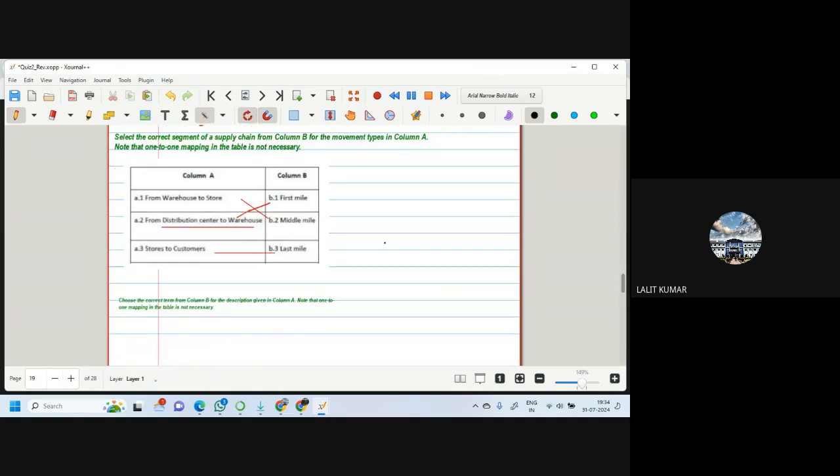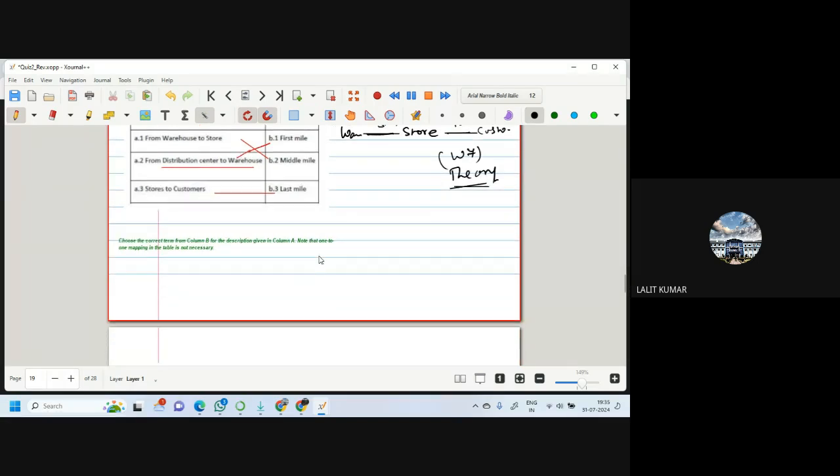This I covered earlier. First mile is distribution center to warehouse. Warehouse to store is second mile. Store to customer is third mile. This is week 7 from theory. In week 7, there are hardly 7-8 slides, so you can go through them. Very easy to remember.